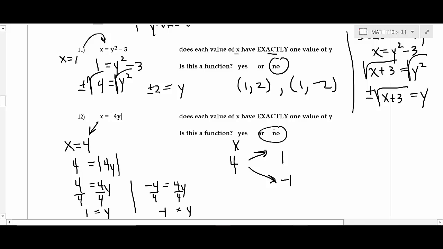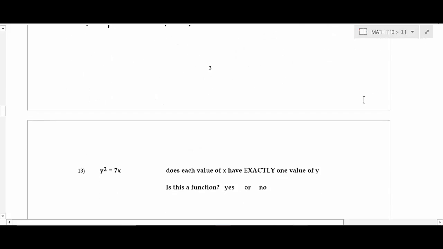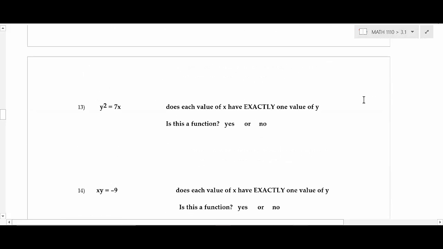So that's one way to do that: just plug numbers in and see if you can find a place where you get 2 or more answers. Does that make sense? Now with these, you have to try something and see if you can find anything that would make it not a function. That's just one approach to doing that problem. Okay, let's look at a couple more here.